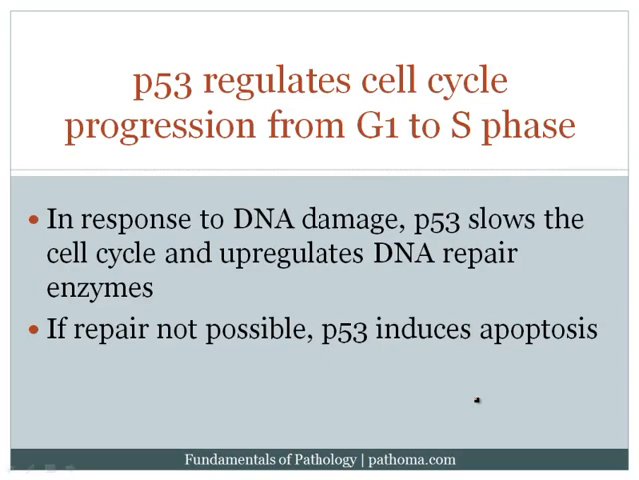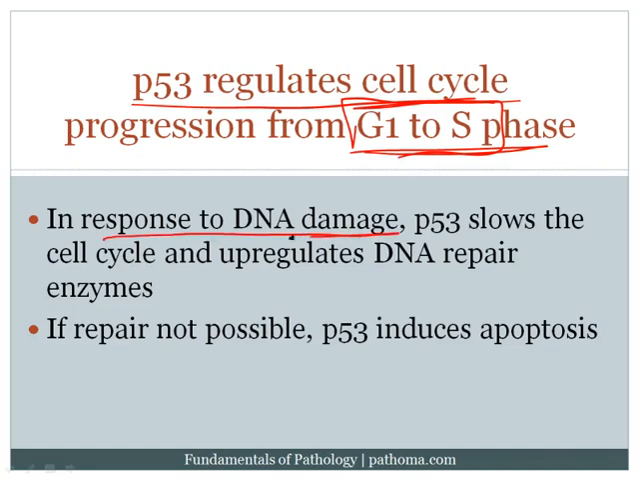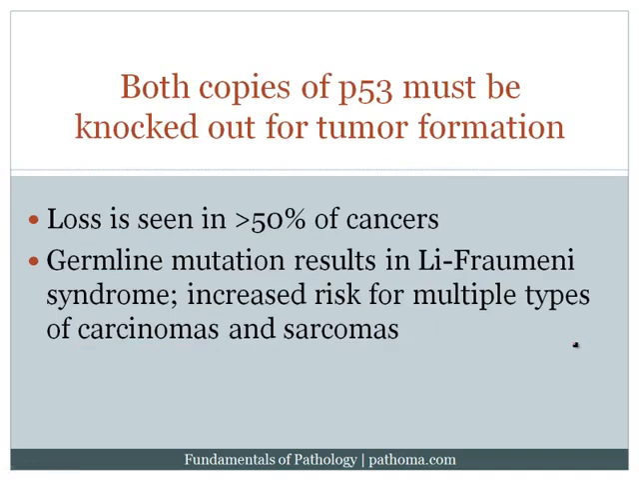All right, so let's read together. What do I say here? p53 regulates the cell cycle, in particular progression from the G1 to S phase. Now again, what does p53 do? In response to DNA damage, p53 upregulates DNA repair enzymes. All right. However, if repair is not possible, p53 induces apoptosis. And I've already explained how apoptosis would occur.